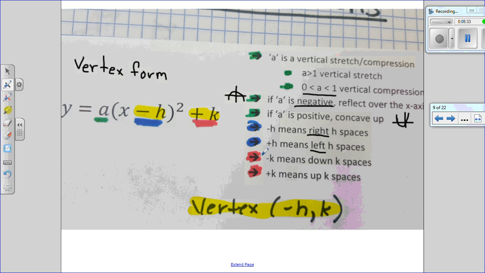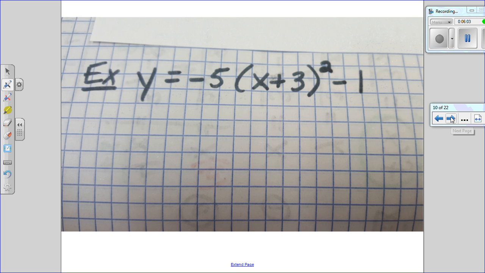One of the main things I do want you to notice is this part right here. It's always going to be opposite. And I'm just going to put OPP for opposite. Notice that negative H means right. Positive H means left. These are always weird because they have to do with x, and you'll see that in the examples. Okay, so I'm going to go ahead and go to the first example and show you how we apply these. So go ahead and copy this down, please, into your notebook.